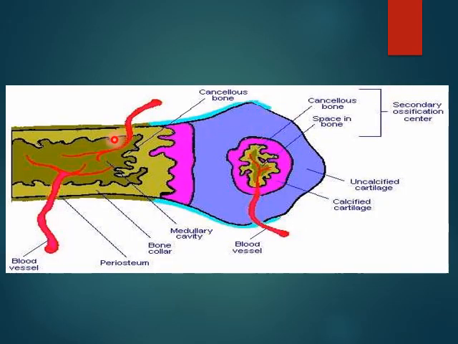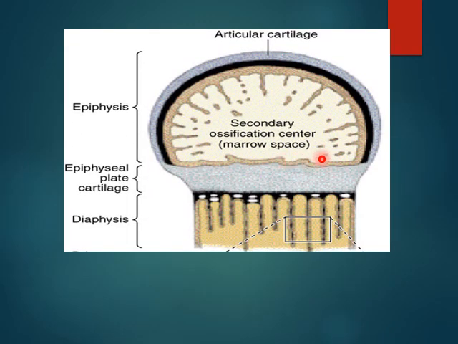Okay, here is the shaft, here is the epiphysis, and the area between them is known as the metaphysis. Here I'm having a single bone marrow cavity, and this is the compact bone. Here is the epiphysis. I'm having a secondary center of ossification. I'm having spongy bone. This is the epiphysis, and this is the epiphyseal plate or the metaphysis, and this is the diaphysis.